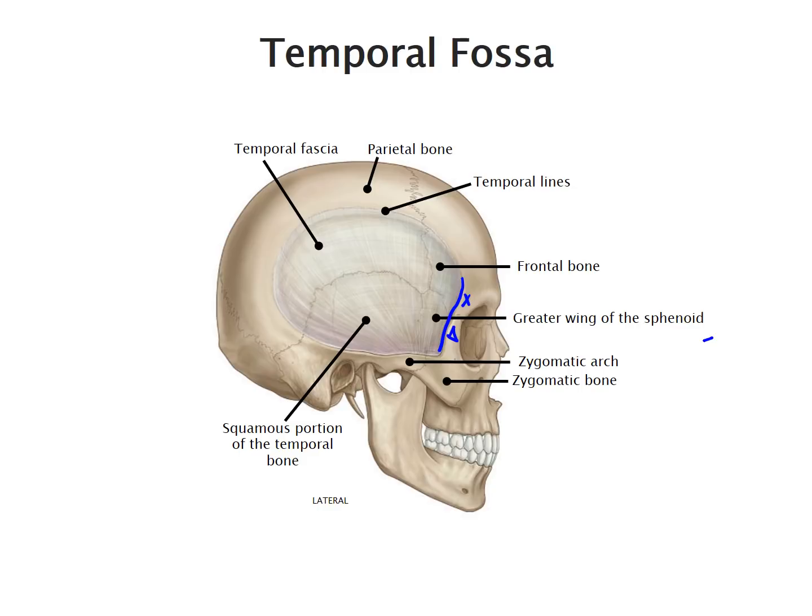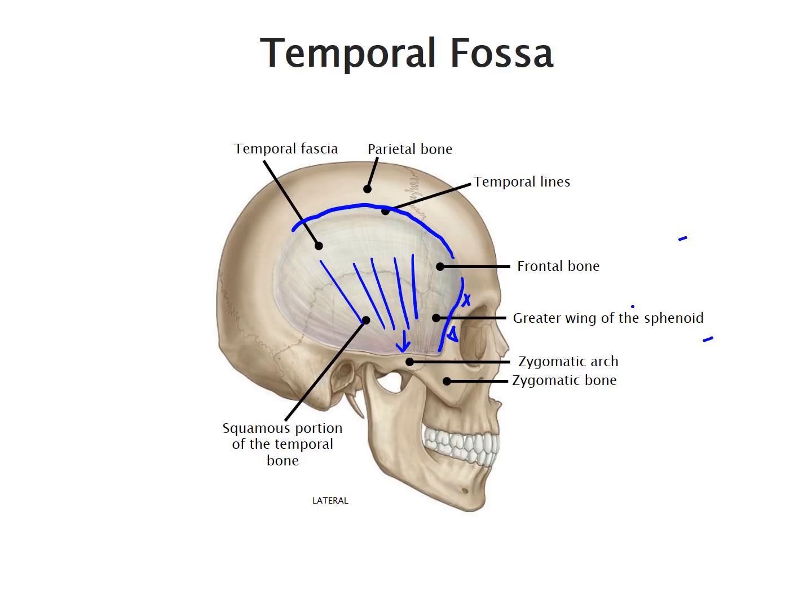Superiorly, the temporal fossa is defined by the temporal lines, as shown here. And the lateralmost boundary of the temporal fossa consists of the temporal fascia, as seen here. This temporal fascia represents a very tough, fan-shaped aponeurosis, which overlies the temporalis muscle. And between the zygomatic arch and the greater wing of the sphenoid bone, the floor of the temporal fossa is open inferiorly to the infratemporal fossa.